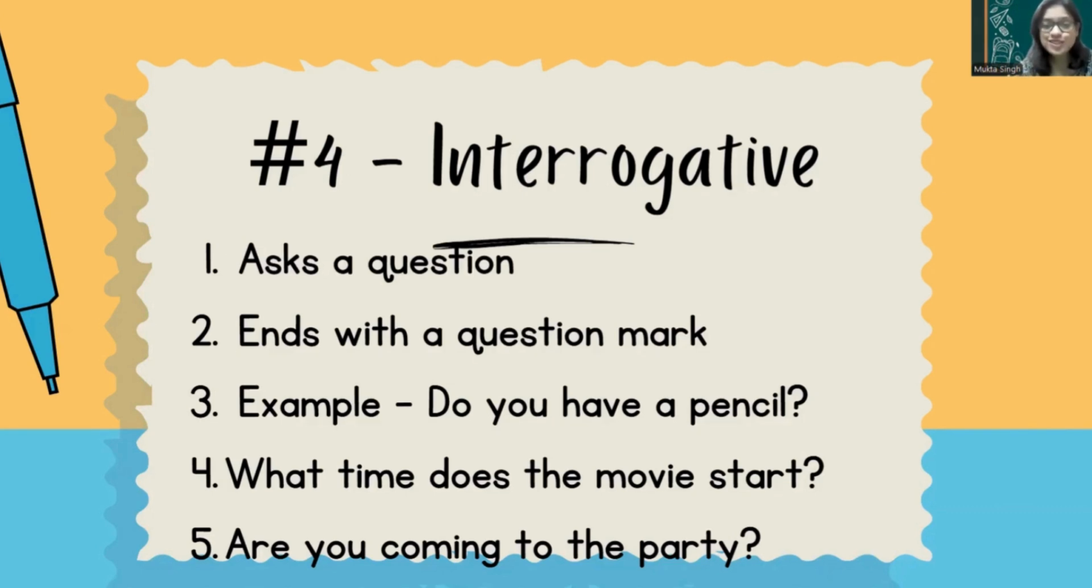All right. So let's see some examples. Do you have a pencil? What time does the movie start? Are you coming to the party? How many books do you have? So all of these question sentences, they end with a question mark. All right. So now do you understand that how different types of punctuation marks help us to determine that what kind of sentence we are reading?